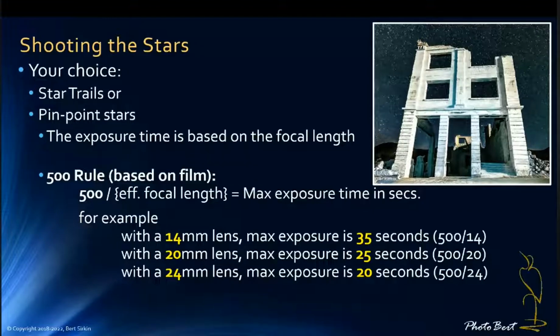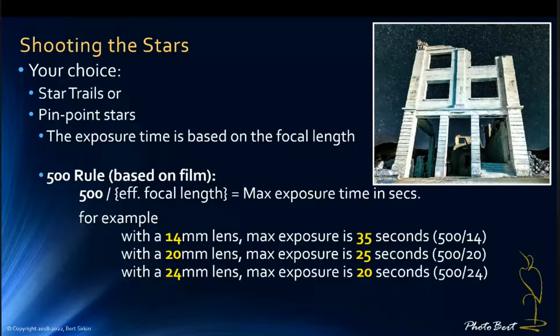So it's basically you divide 500 by the effective focal length. If you're shooting a 14 millimeter lens, you divide 500 by 14 and you get 35 seconds. So based on the 500 rule, with a 14 millimeter lens, 35 seconds is the maximum exposure you could take without blurring the stars. So the stars look like pinpoints. Anything longer than that, and they start to blur, start to look like star trails.